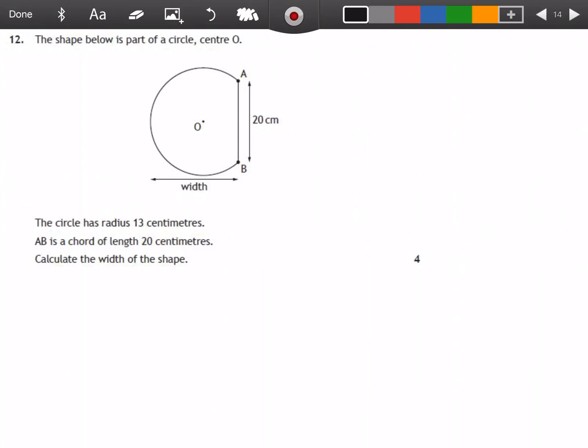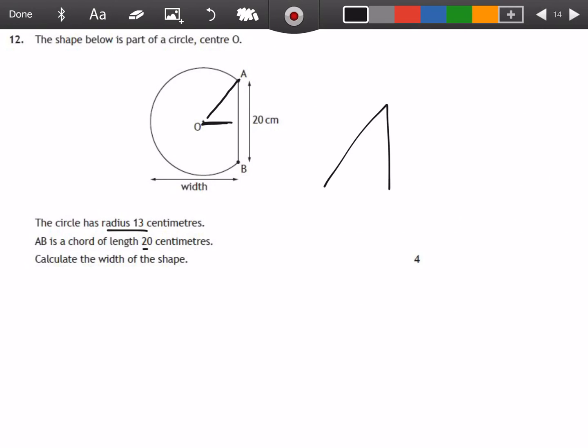Number 12. Here is part of a circle. The radius is 13. A to B is 20. Find the width. Right, I'm hoping you're thinking of the correct topic. This is one of these ones that comes up every single year. This is a Pythagoras question. If the distance between the centre of the circle and the edge is not given like that, put it in. Right, there's your triangle there.